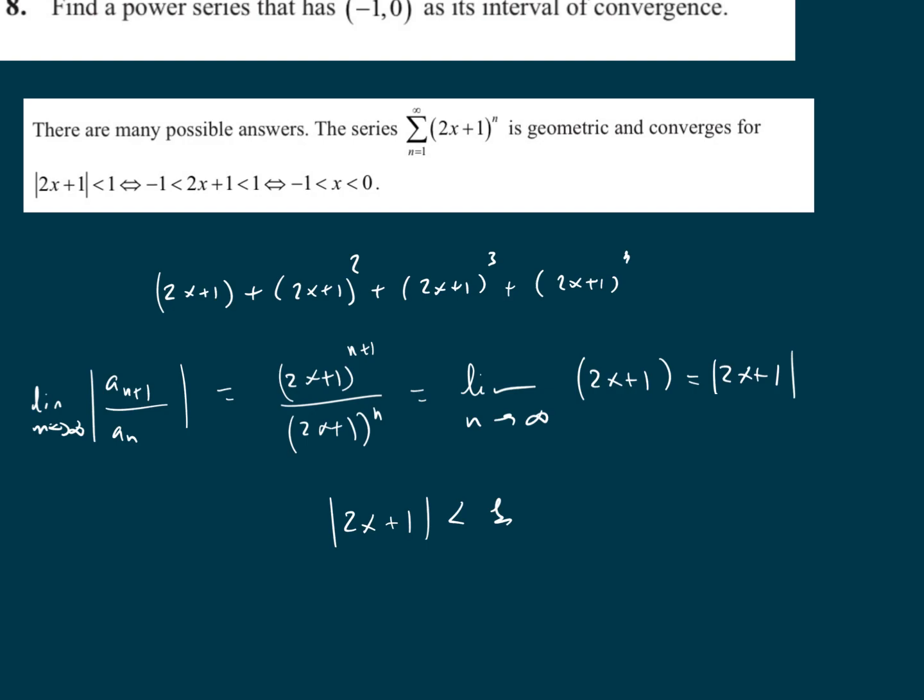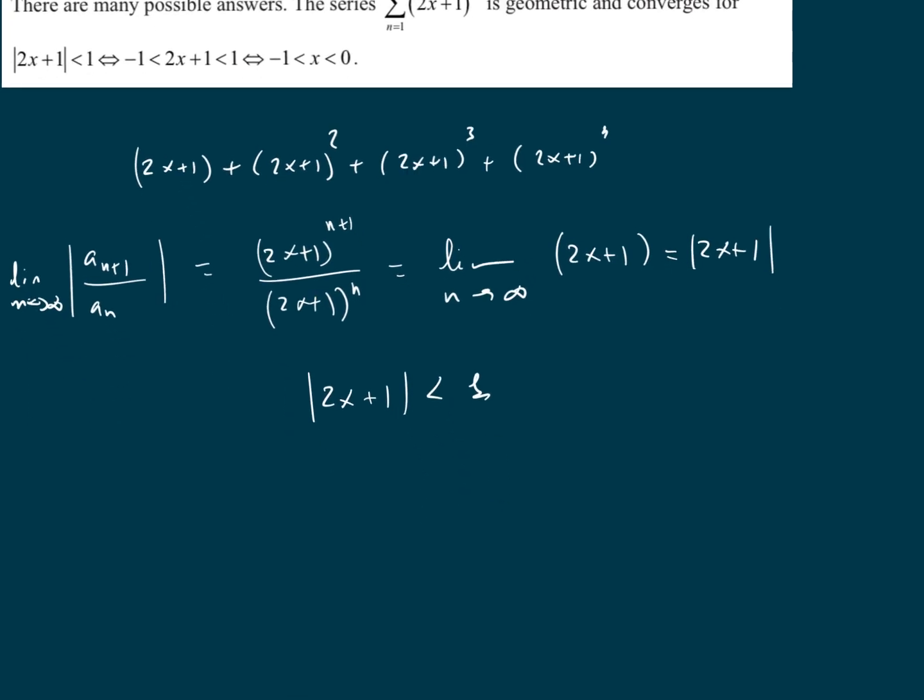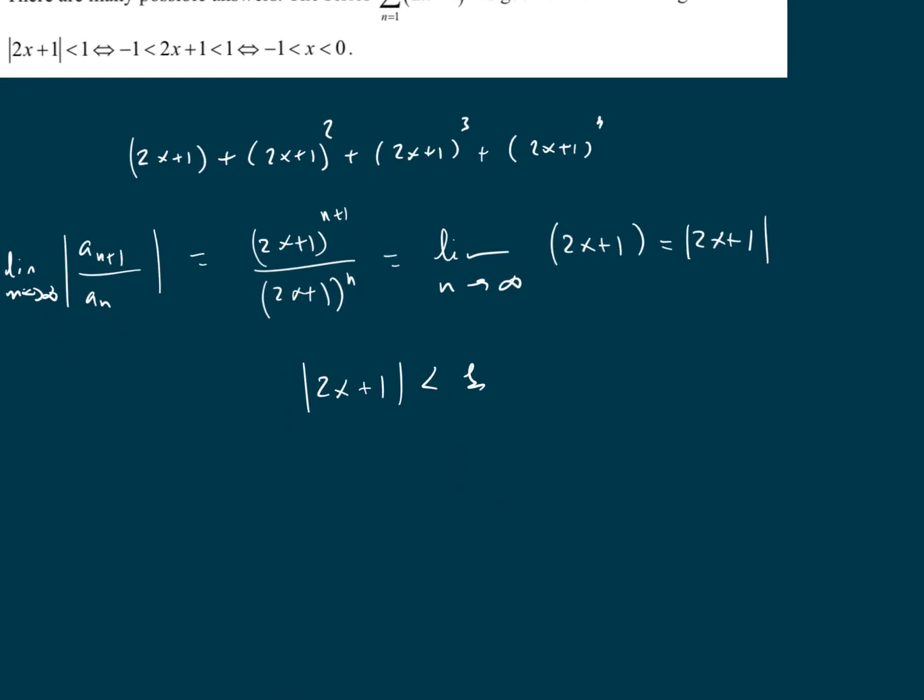to agree with the ratio test that says that when the limit of a sub n+1 divided by a sub n is less than 1, the series converges. Then we have that 2x+1 has to be smaller than 1 and bigger than -1. Or in other words, 2x has to be smaller than 0 and bigger than -2. So x has to be smaller than 0 and bigger than -1. So the interval of convergence of this series is (-1, 0). The endpoints are excluded because it's a geometric series.